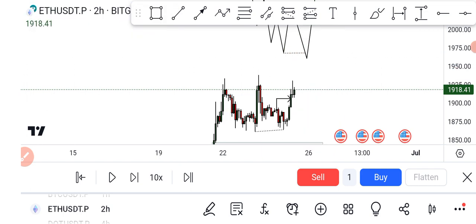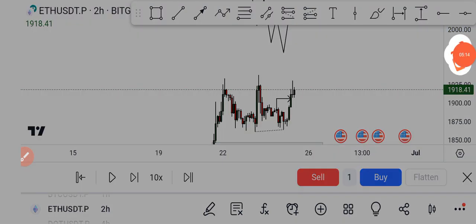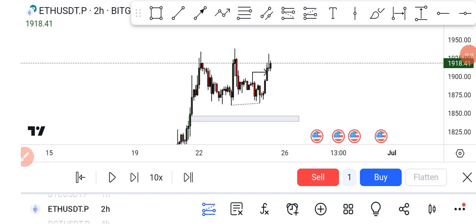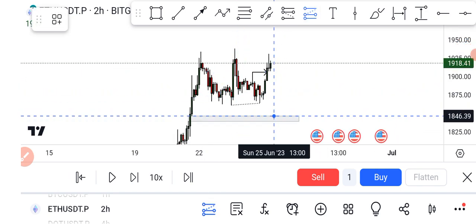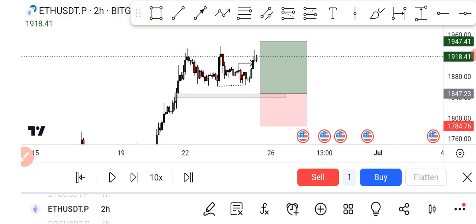Okay, so stay with me, guys. I'm sorry. Okay, sorry about that. All right, so this is where I'm going to pick my entry from. Because I'm going to put my entry above here, and then let's see how it goes.